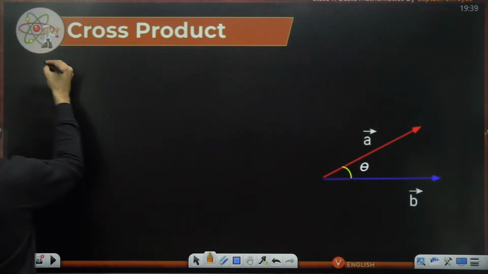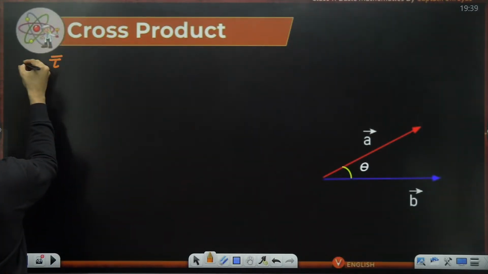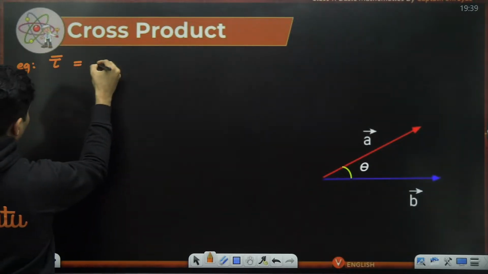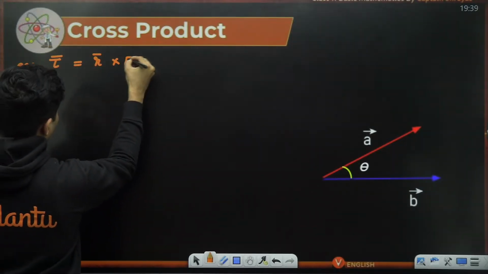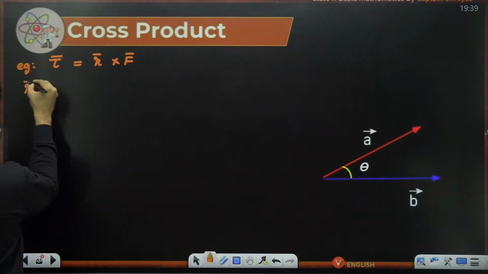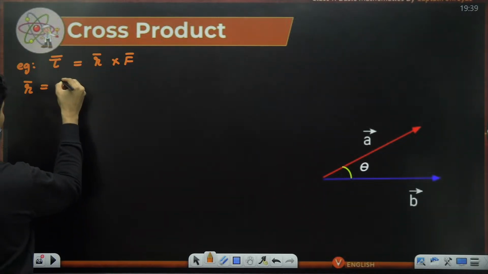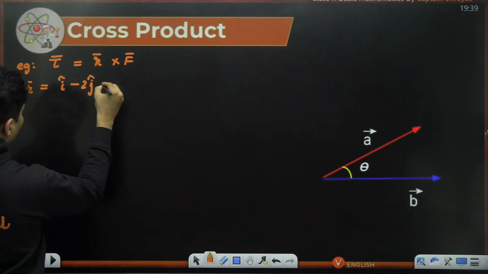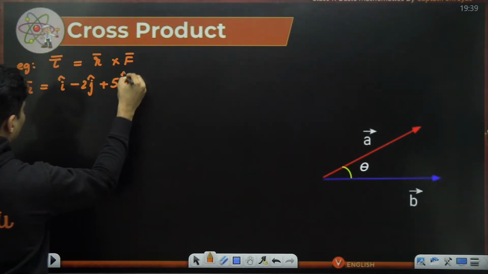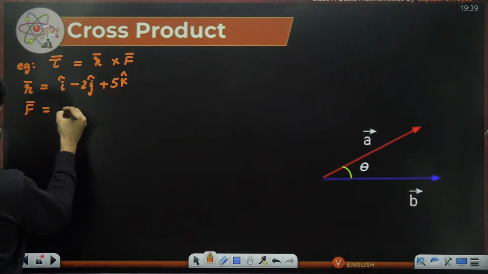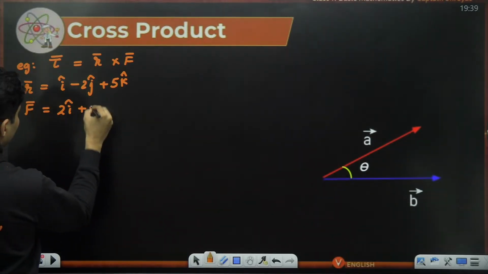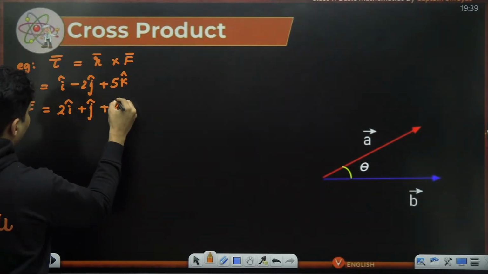Let me just give you more questions over here coming up on your screen. Okay. Let's say torque, this is an example. Let's say torque is R cross F, and position R is given by i cap minus 2j cap plus 5k cap, and force is given by 2i cap plus j cap plus k cap.